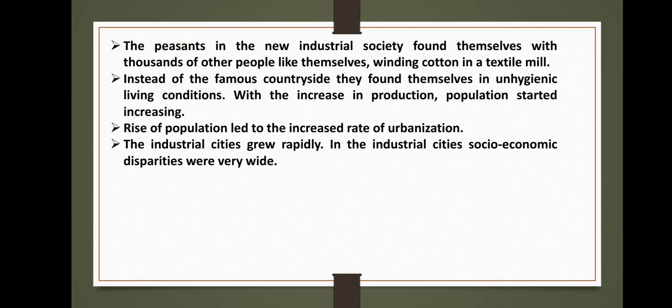The peasants in the new industrial society found themselves with thousands of other people like themselves winding cotton in a textile mill. Instead of the famous countryside, they found themselves in unhygienic living conditions. With the increase in production, population started increasing. The rise of population led to an increased rate of urbanization. The industrial cities grew rapidly. In the industrial cities, socio-economic disparities were very wide.